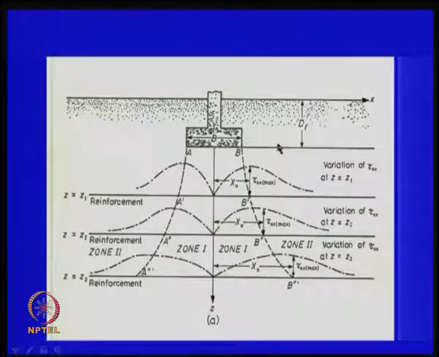This is the foundation, where B is the width and Df is the depth of the foundation. What we assume is that beneath the foundation there are essentially 2 zones, zone 1 and zone 2, and of course zone 3 is not here. So, zone 1 and zone 2.